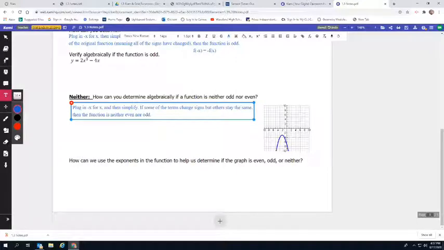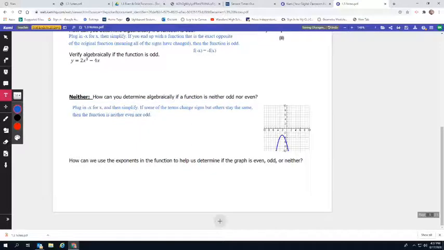Okay, so if you look over here at this graph to the right, you can look at that y-axis, which is right here. You don't see a mirror image on either side of that y-axis. You also don't see a mirror image in diagonal quadrants. So that's a way to look at it graphically. If you end up with a function that's not reflecting over the y-axis and it's not in diagonal quadrants, then it's going to be neither even nor odd.